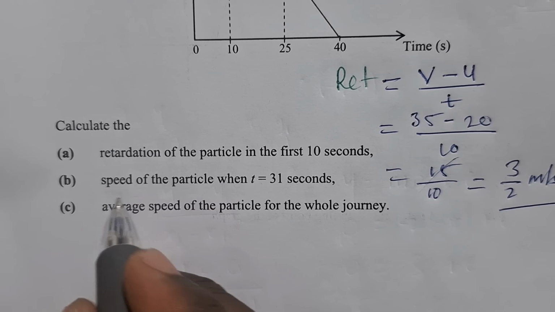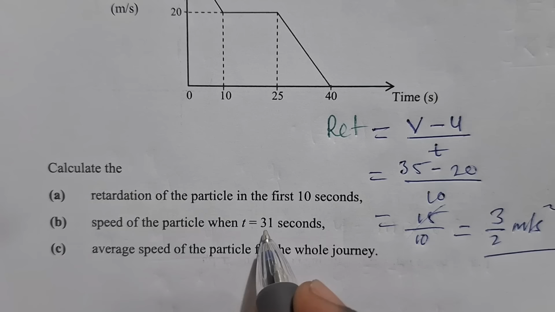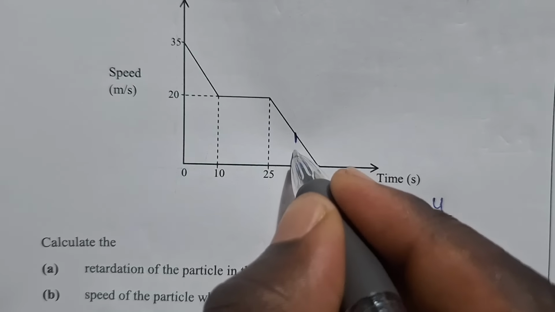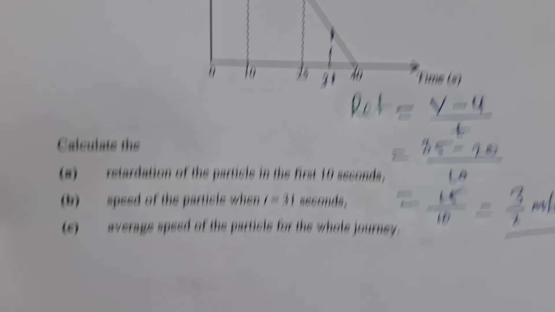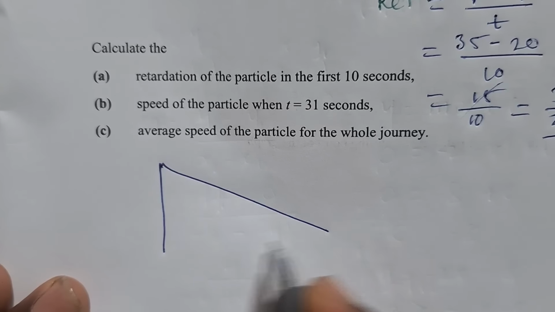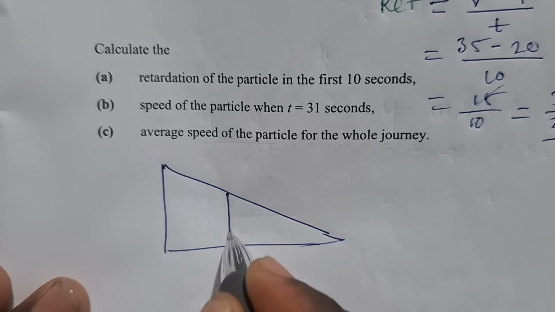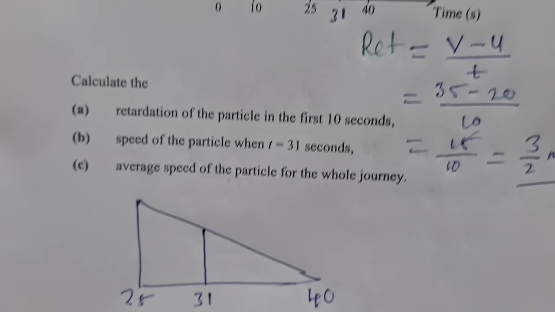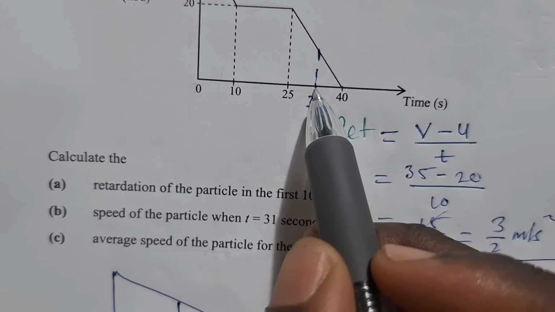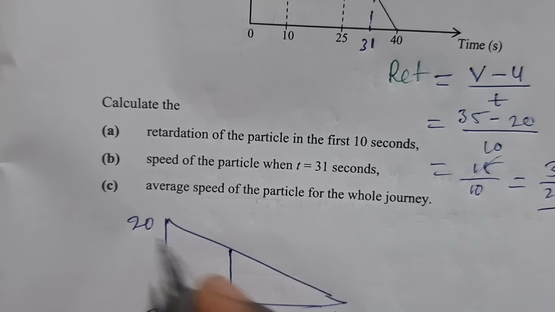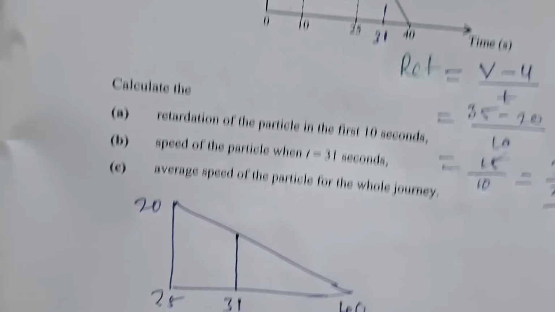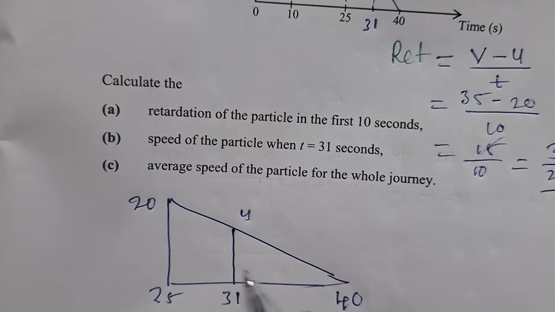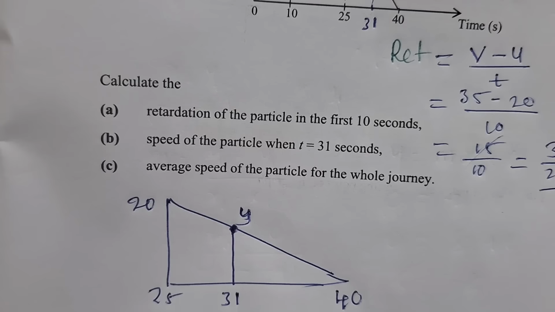The next question, they're saying speed of the particle at t is equal to 31 seconds. So this is 25, 31 may be somewhere here. Okay, so let's form this. We're going to use the idea of similarity and congruence. So this is where 25, 31 and 40 are. Up here we've got a 20, and here we are going to say y. We are looking for y. This is the speed we are looking for.